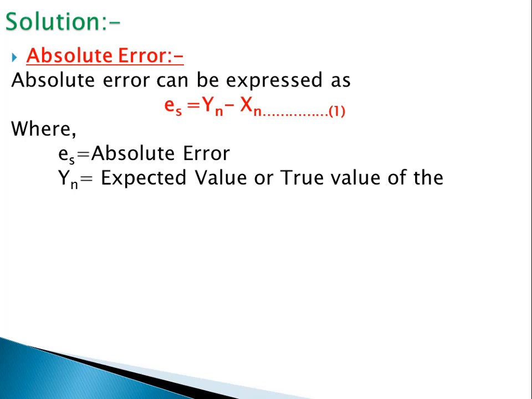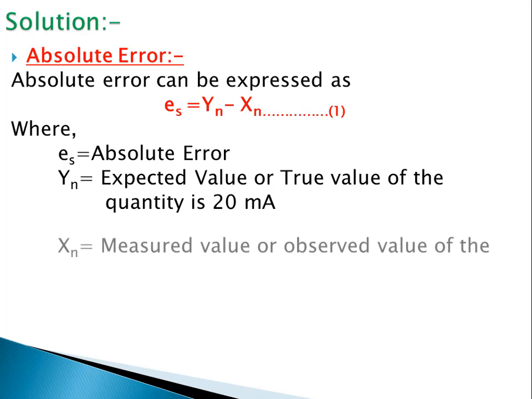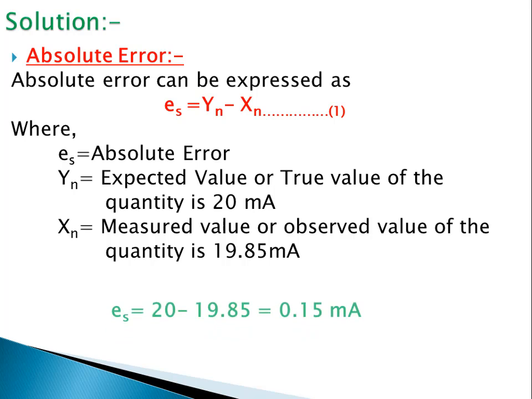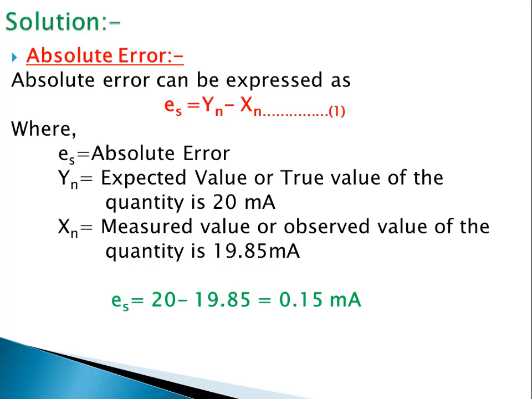Yn stands for expected value or true value. In this problem, the true value or expected value is 20 milliamps. Similarly, here Xn is equal to the measured value or observed value. In the given problem, the measured or observed value by using a meter is 19.85 milliamps. So substitute the value of Yn and Xn in the given equation.